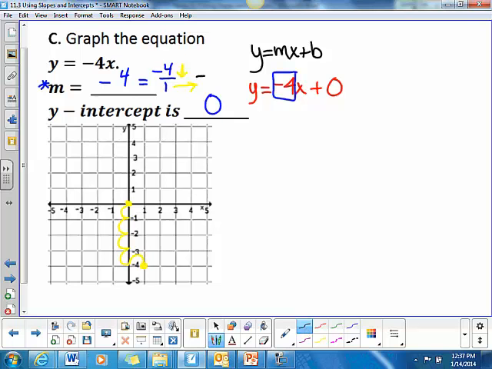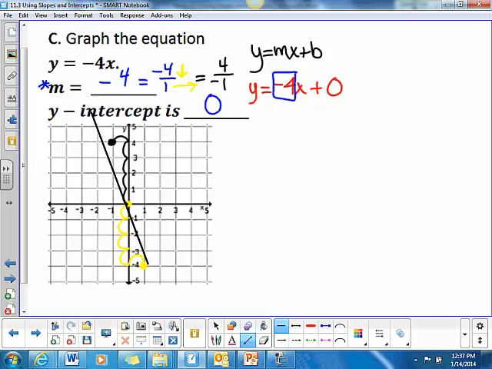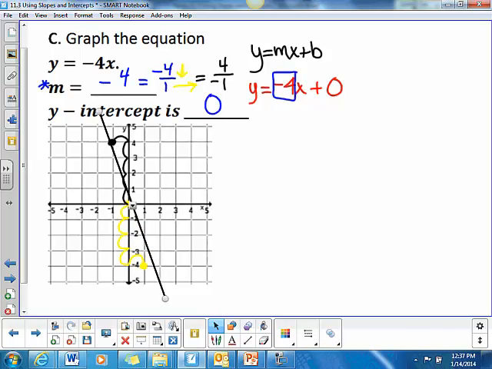So what if I rewrote this as 4 over -1? It's really the same thing. So instead I can go up 4, 1, 2, 3, 4, and to the left 1. Okay? That's a little tricky. I just want to make sure I have at least 3 points. So let me try and connect the dots on that one. Connect the lines. Just draw it with my marker.